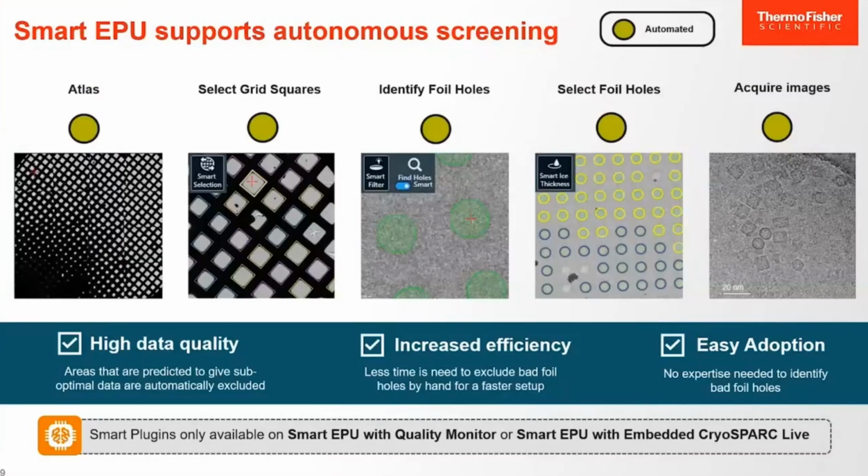So this entire smart screening improvement obviously increases the efficiency because less time is needed to exclude bad foil holes, for example, but it also enhances adoption because you don't need the expertise to do everything manually. You still can, of course, but you don't need to do that anymore. And of course, in the end, it contributes to higher data quality because you only select the best possible areas.